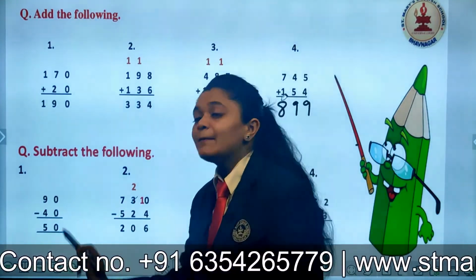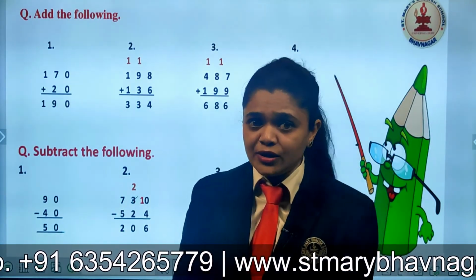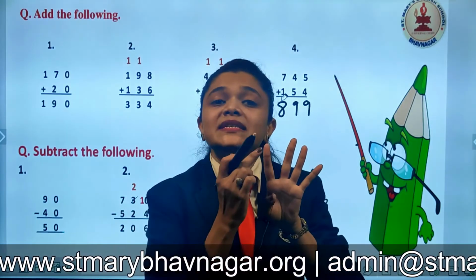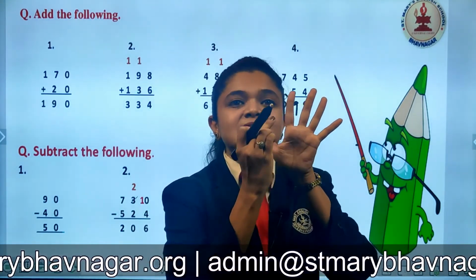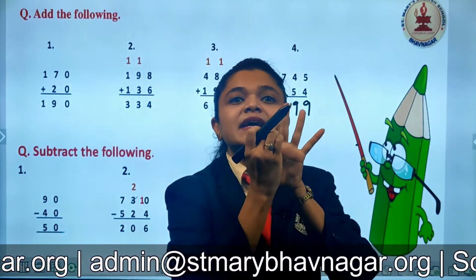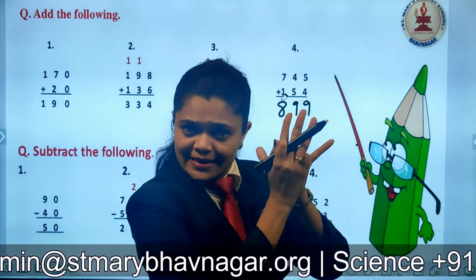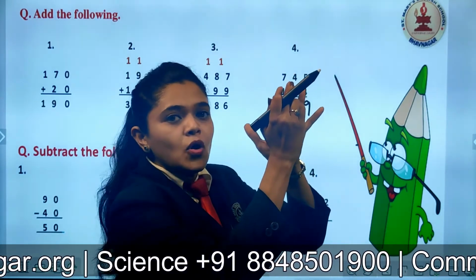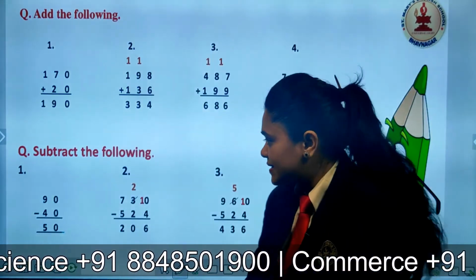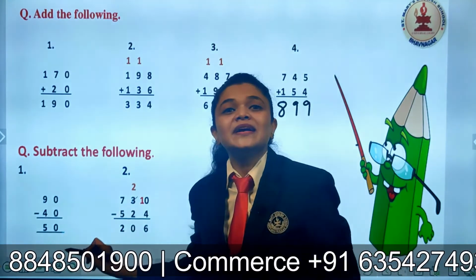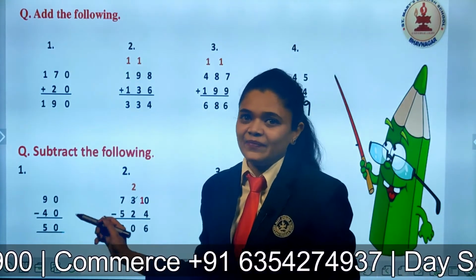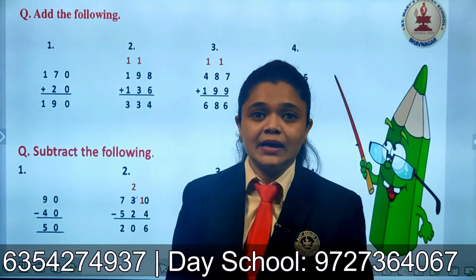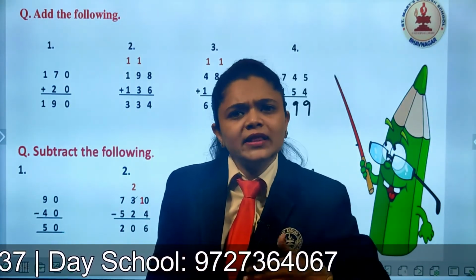Then 9 minus 4. How are you going to do it on your fingers? 9 minus 4. So you start from 5, 6, 7, 8, 9. How many numbers did you get? Let us count together. 1, 2, 3, 4, 5. That means 9 minus 4 gives us 5. Now, this was the sum without borrowing. Now, we will learn the sum with borrowing.